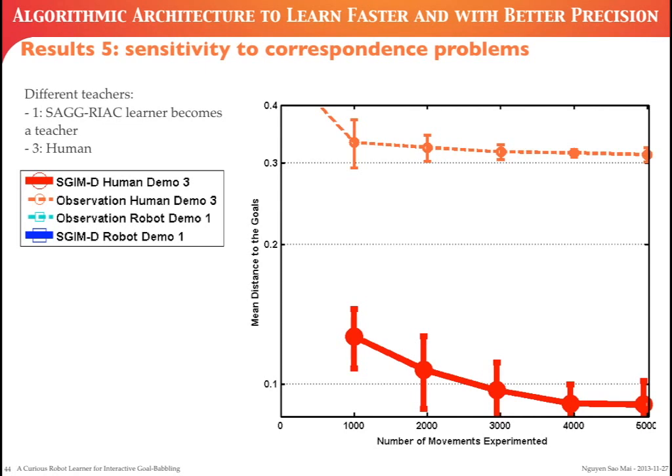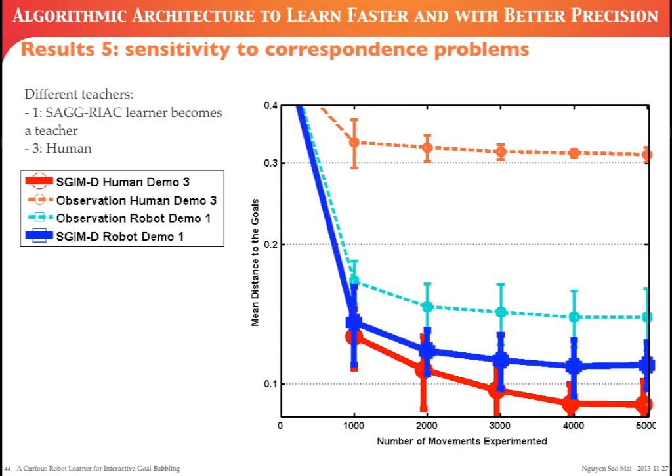And here we plotted the performance when the robot is learning by observation with teacher one. So you can see that it learns better, the error is lower, because both teacher and learner are robots, so they have fewer correspondence problems. This means that you should expect that SJMD with teacher one would be lower, but actually we found out that it has somehow the same performance as SJMD, and even it's a little bit better with the human teachers than the robot teacher.